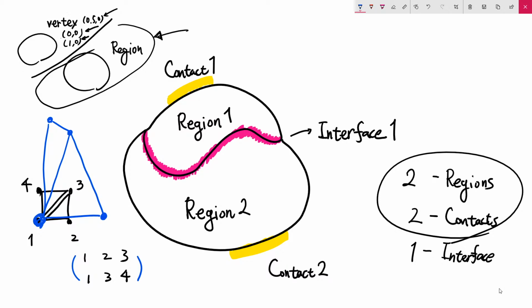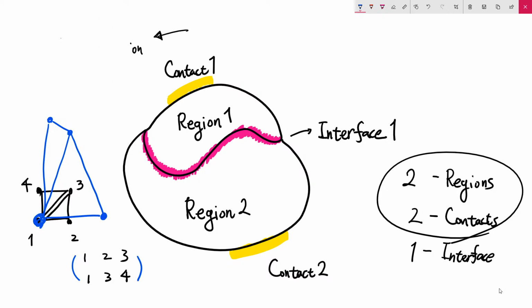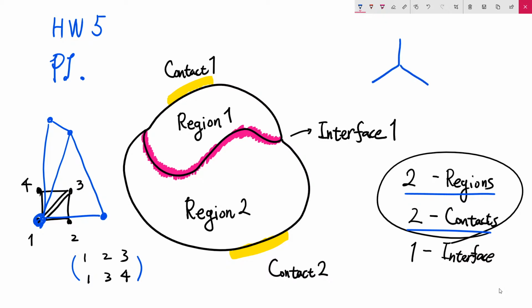Okay, then our first problem, problem one, of homework number 5. Our problem one is: please demonstrate that your code is general enough to consider an arbitrary number of regions and an arbitrary number of contexts. Are you with me? So, for example, you can think about this kind of structure.